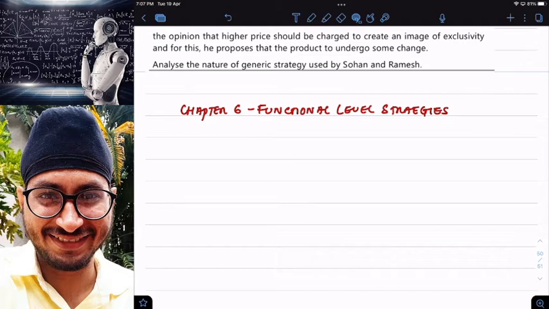Which level of management? We have to discuss from functional level management point of view. Clear? So functional level strategies we have to discuss from whose point of view? Functional level management.